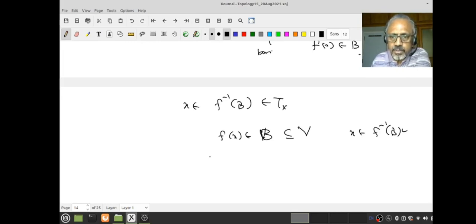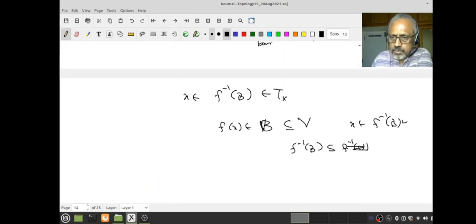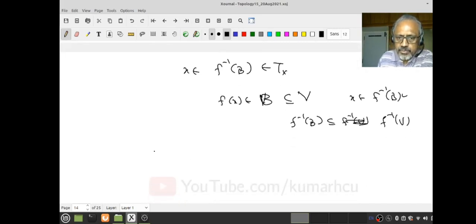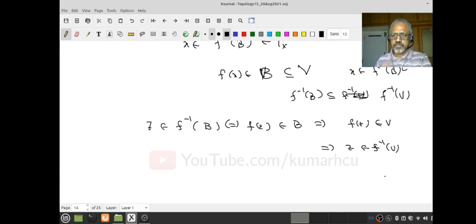That's not enough. I have to show f inverse B is contained in f inverse V. Are you following? Now start with any z in f inverse B. That means f(z) is in B. But this implies f(z) is in V, this implies z is in f inverse V. Are you following? What is that I have to prove? I have to prove this.